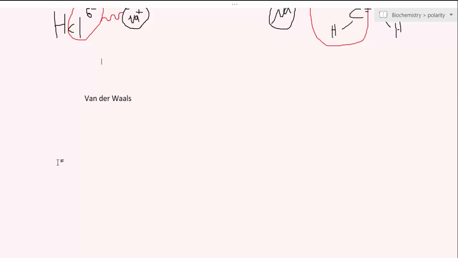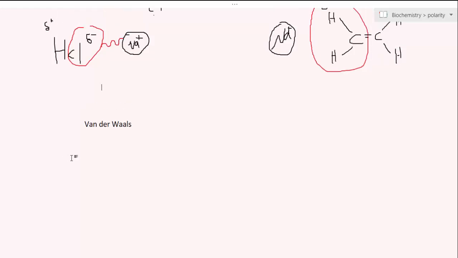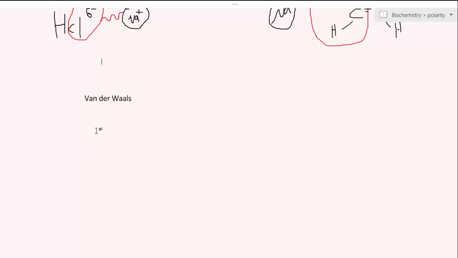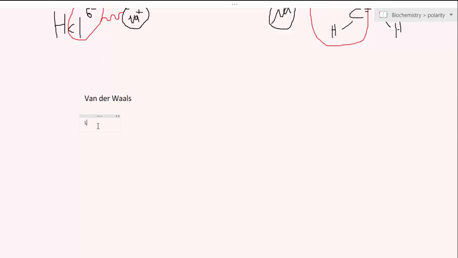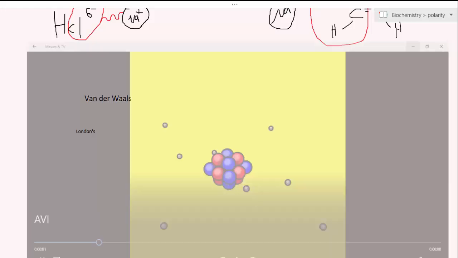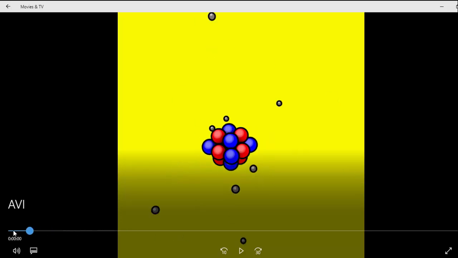Here the molecules have no net positive or negative charges, only partial charges. And the different types of van der Waals depend on where the partial charge is from. Let's start with the simplest one, which is London's dispersion forces. It is present in all molecules, all of them. However, it is the only one that acts in nonpolar molecules. It is easier to understand it from this animation which I made.